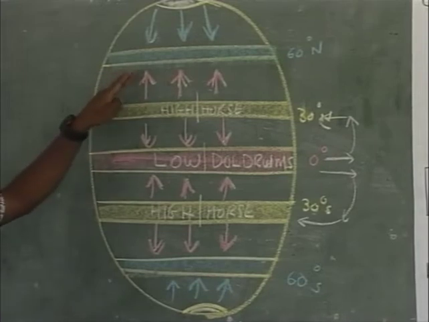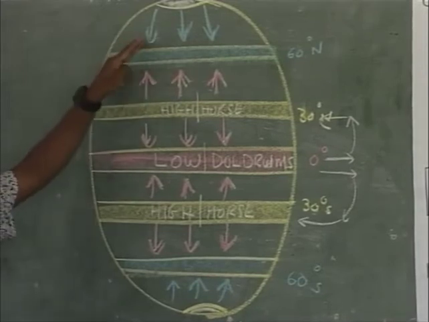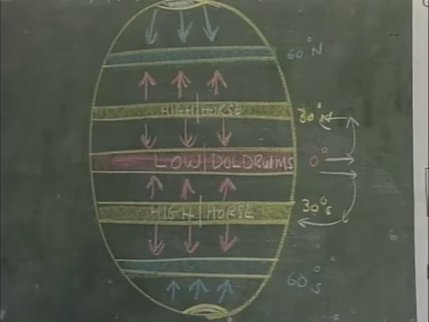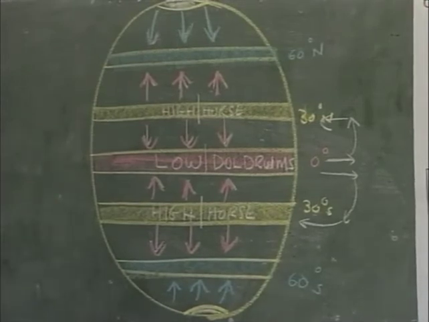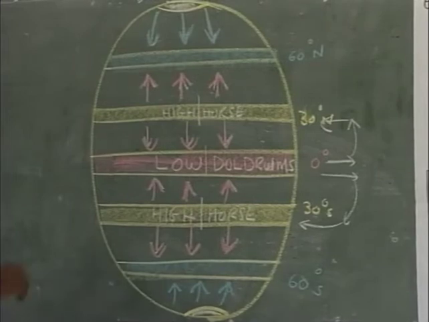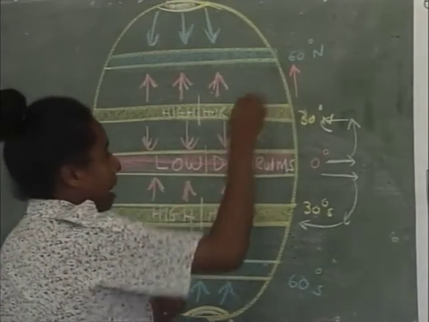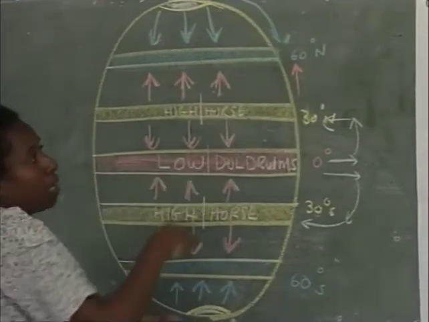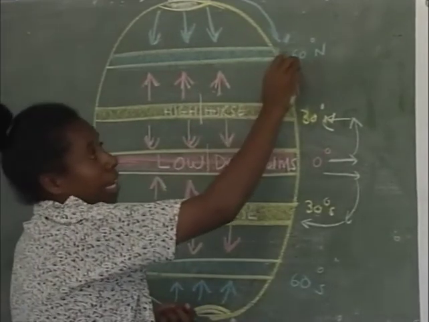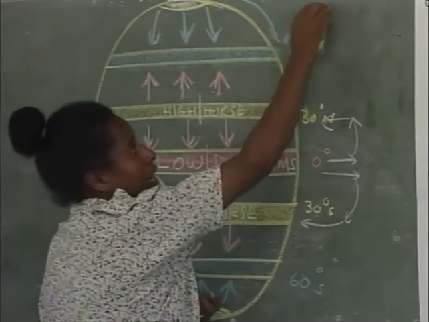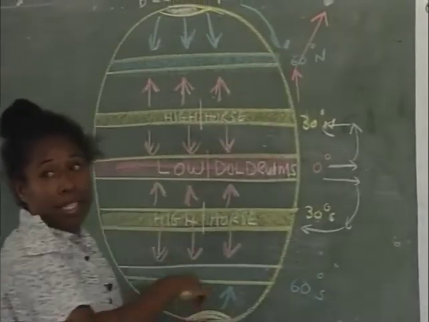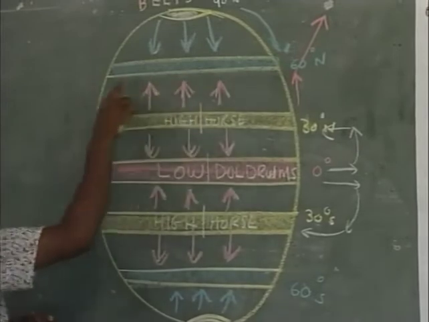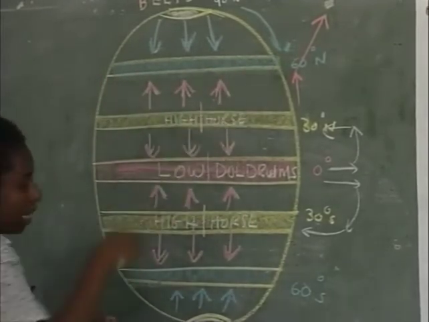Okay, upon meeting, if a warm air meets up with a cold air mass, what would happen? What would happen when a cold air and a warm air mass meet? The warm air will rise. Very good. So here, the cold air meeting up with the warm air, resulting at about 60 degrees in the warm air rising. And upon rising, what type of pressure will be created here?